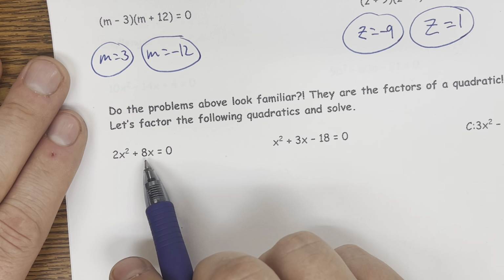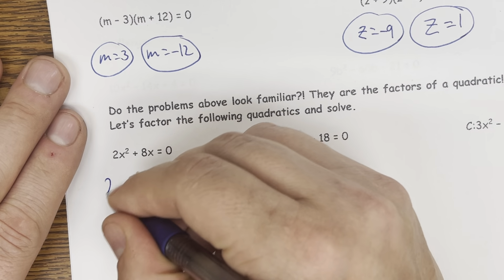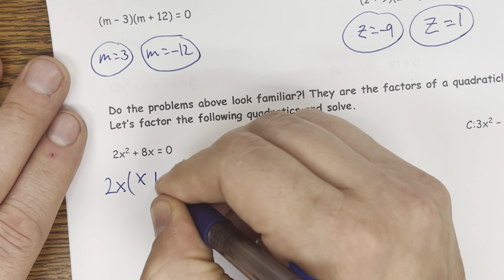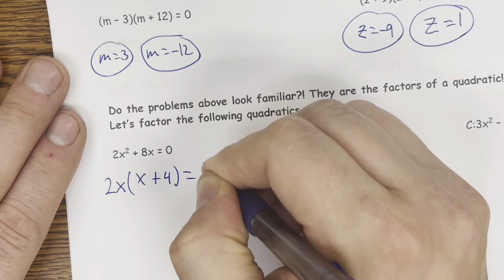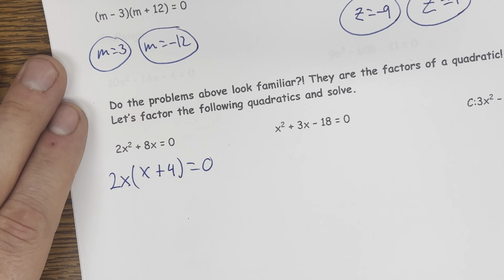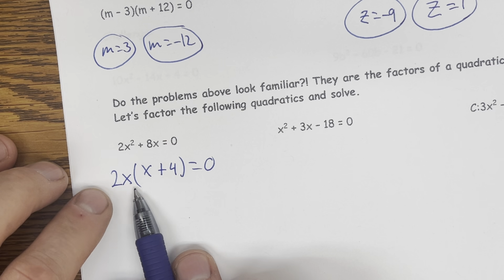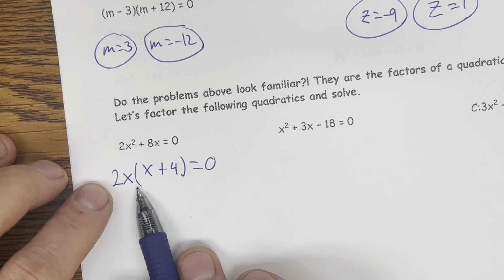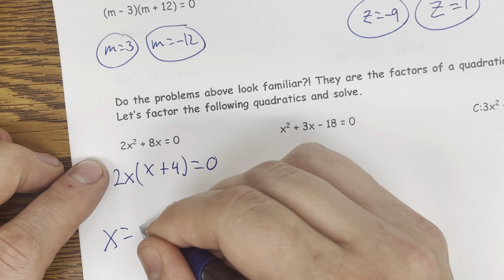So this one has a GCF, which is 2x. So if I take out a 2x, left inside would be x plus 4. And it's equal to 0. Okay, we always have to have the quadratic equal to 0. So this one's a little bit different. 2x, okay, 2 times what, 0? That's one of our solutions, is x equals 0.